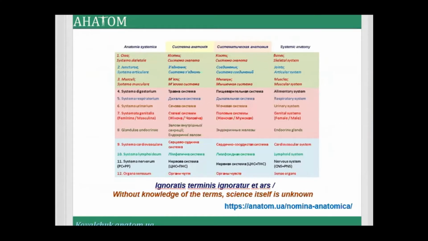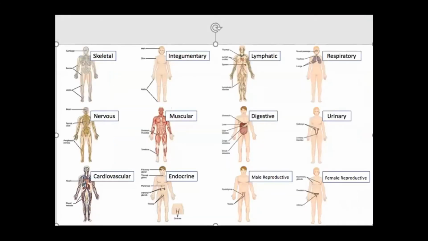Okay. Next: first bones, second joints, muscle, alimentary, respiratory, urinary, genital, endocrine, cardiovascular, lymphoid, nervous, and sense organs. It's not a very big mistake. You made a very good presentation, but change muscle to skeletal muscles in this line, and connect the picture with joint.